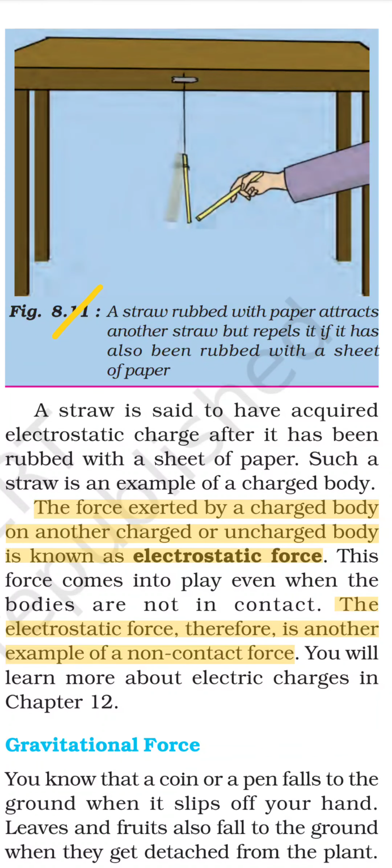Here, figure 8.11: a straw rubbed with paper attracts another straw but repels it if it has also been rubbed with a sheet of paper. Got it? Next, a straw is said to have acquired electrostatic charge after it has been rubbed with a sheet of paper. Such a straw is an example of a charged body.